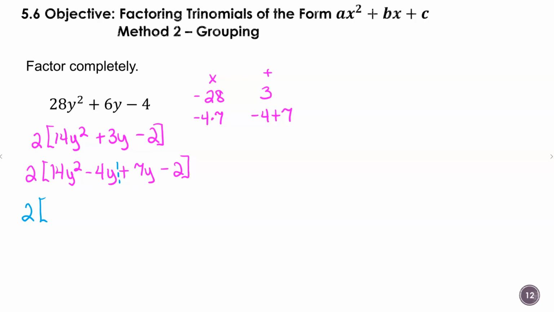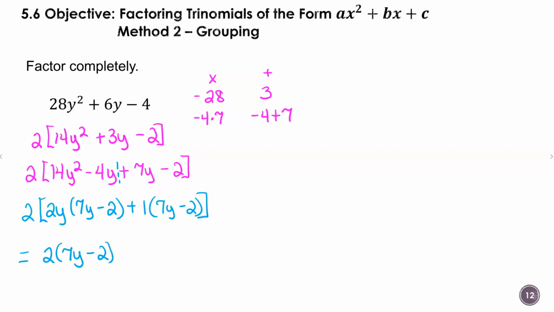factor out a 2y from my first two terms. And then on the second two terms, they don't have anything in common except for a 1. You want to go ahead and write the 1 so you make sure that you write a binomial for your second binomial here, right? So my common binomial is (7y minus 2). And then my other binomial is (2y plus 1).